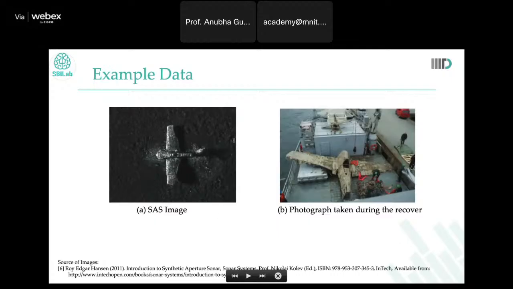This is one example image where people had imaged using a SAS system, and they got this image showing that there is debris at the bottom of the sea. When this ship was recovered, it indeed looked like whatever was in the SAS image which was taken for this.